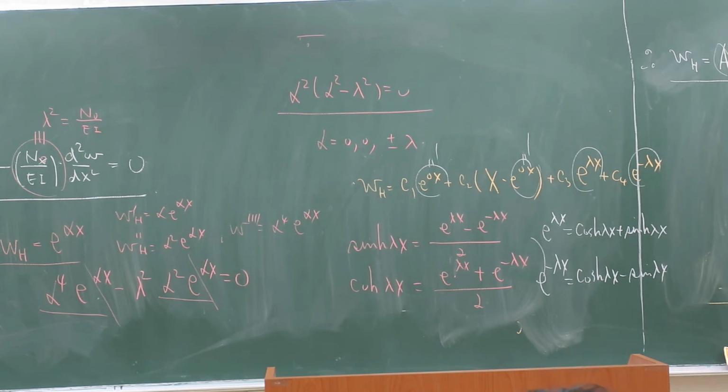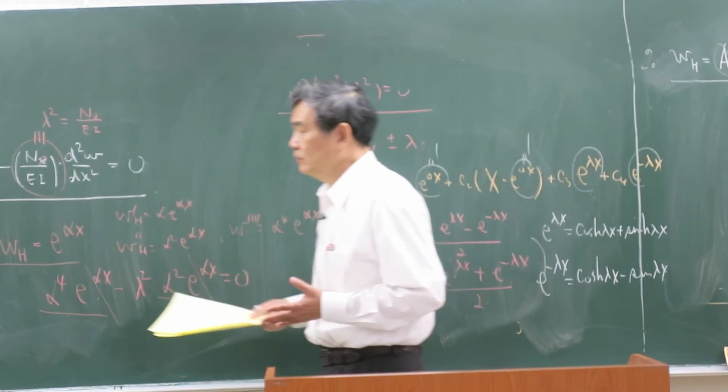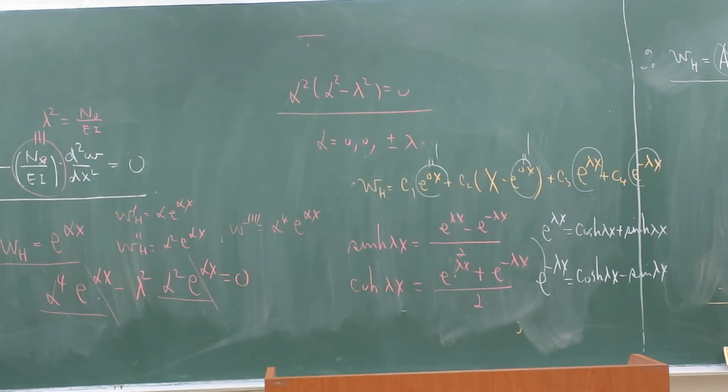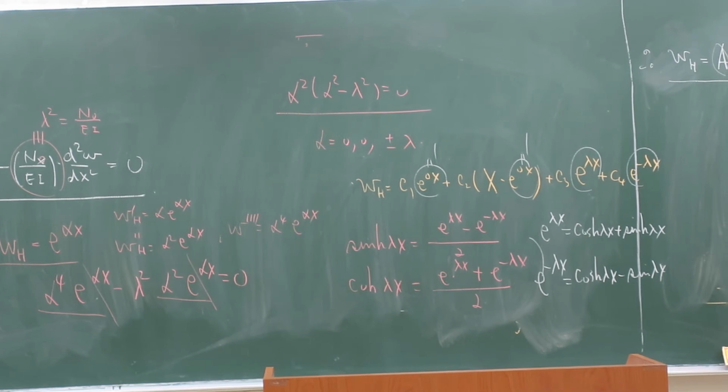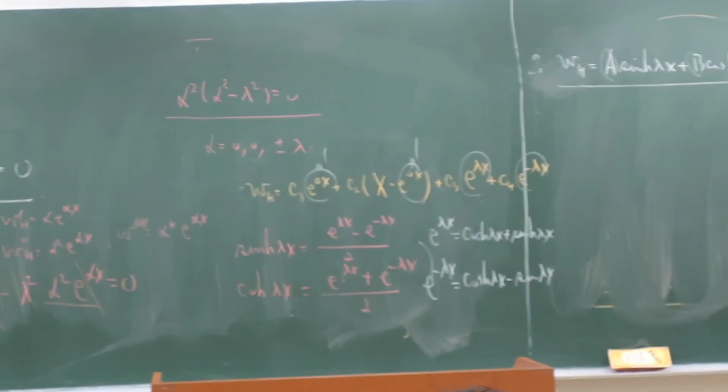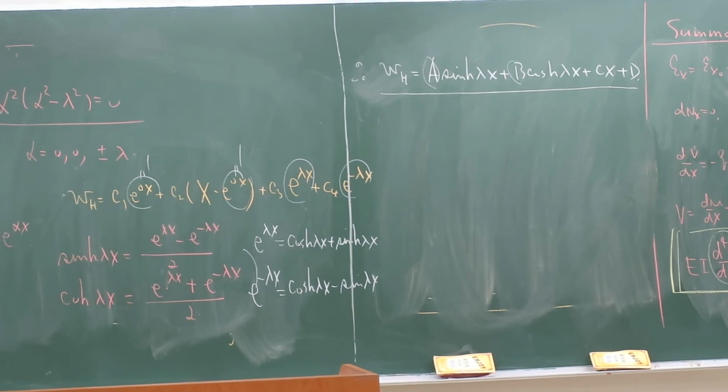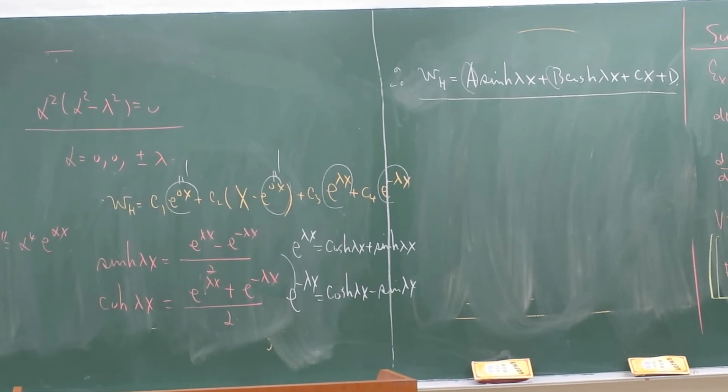Then the particular solution will depend on what kind of cube loading you have. Then you will have different total solutions, right? Total solution will be the combination of homogeneous solution plus particular solution. I just write this in a little bit more detail because maybe most of you didn't learn ODE before.